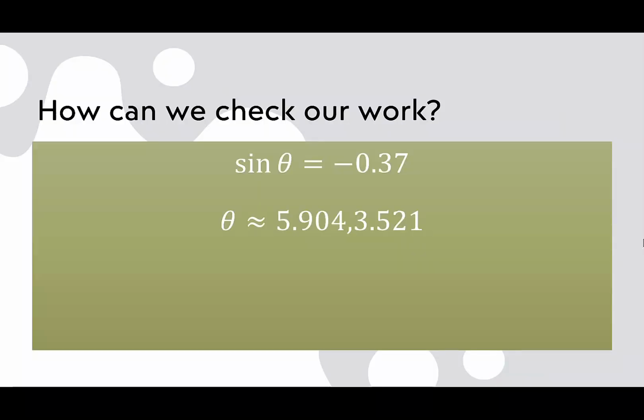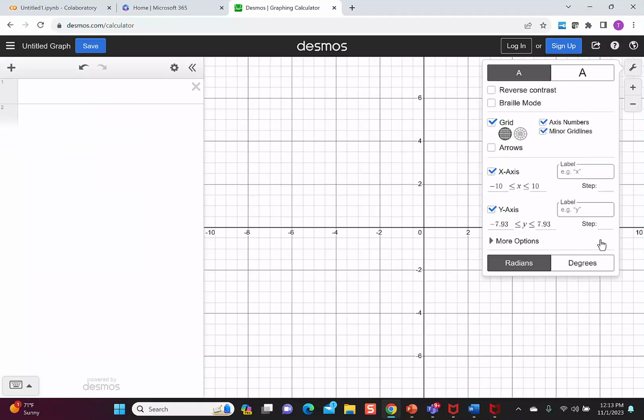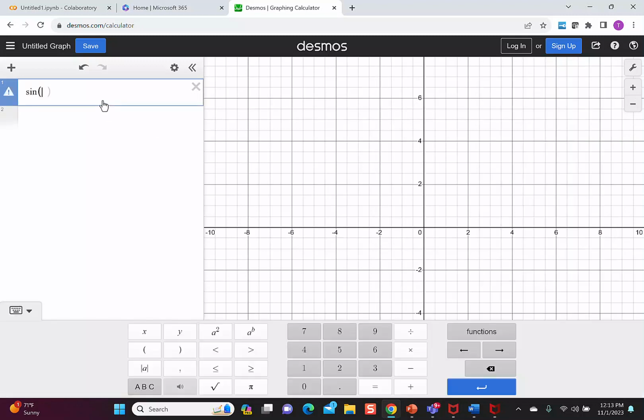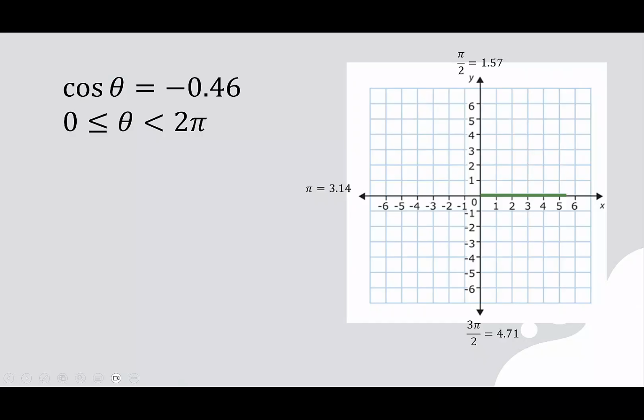So how can we check our work? We started with sine of theta is equal to negative 0.37, and we said that theta would be equal to 5.904 and 3.521. Let's go over to the calculator and put in these two values of theta into sine to verify that we get negative 0.37. The first thing I'm going to do in my calculator is go to the settings and verify that I'm on radians. Now I'll find the sine of 5.904, and it says negative 0.37, so that one checked. Let's try again. I have sine of 3.521, which also gives us negative 0.37, so we can see that our two angles give us the value originally stated in the problem. Let's try one more problem.